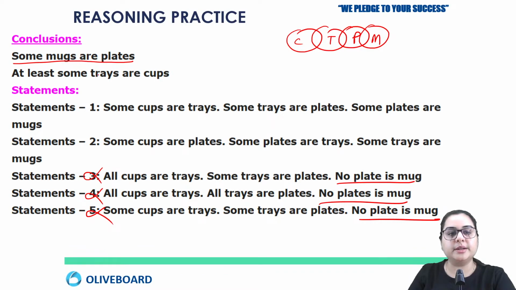That's true in the diagram. Some trays are cups, that is also true. So the first one is correct. We need not even solve the second one. So the answer here will be option number 1. Okay. So Ujjwal and TDD have given me the correct answer. But I wanted all of you to answer because this was the easiest question.